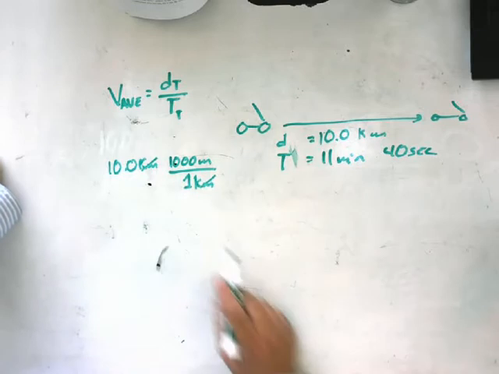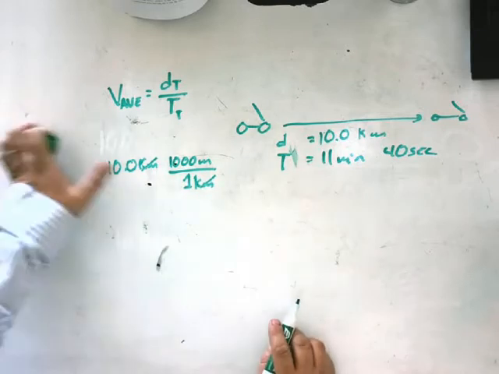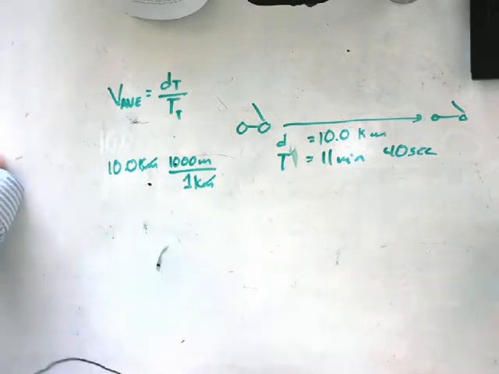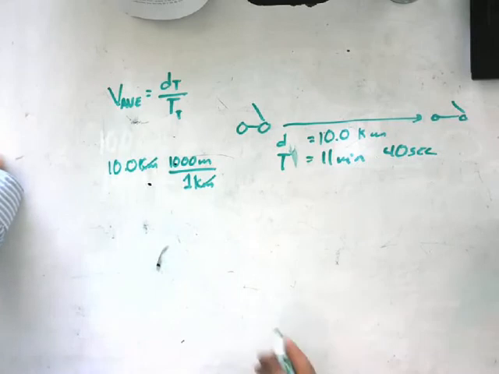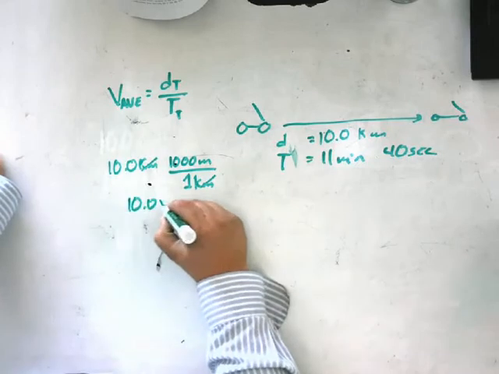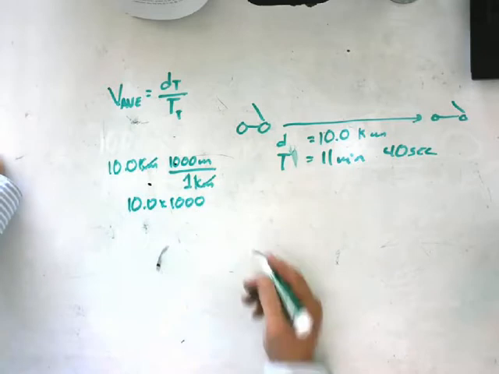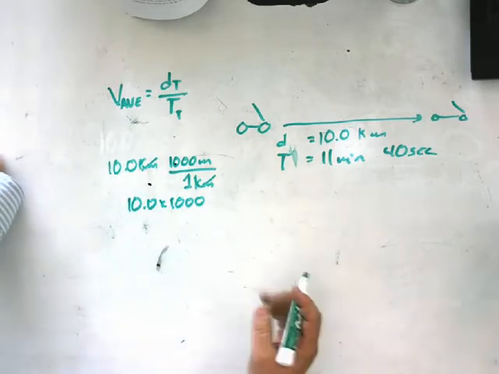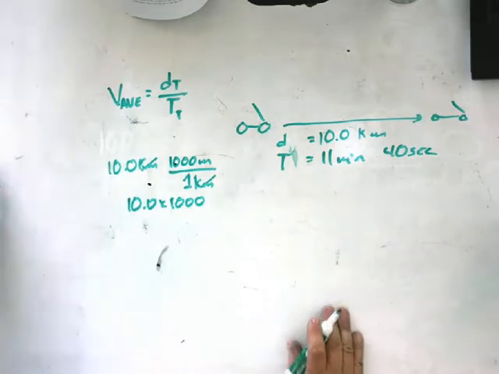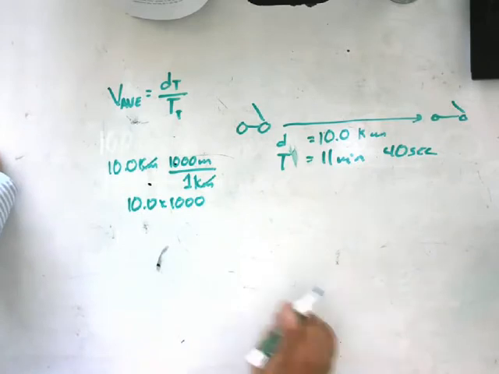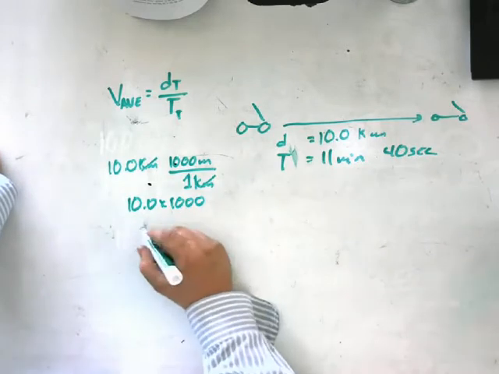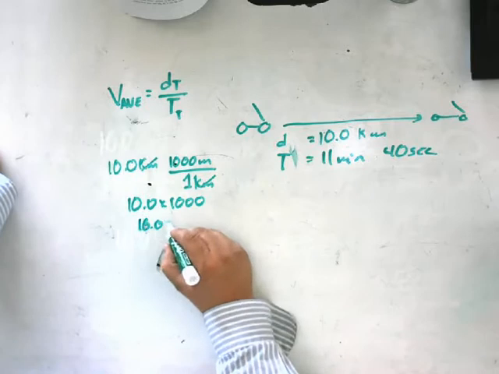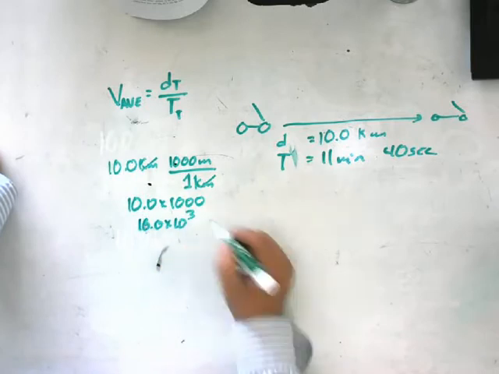Expressing that in scientific notation, which is really what I want to do, because I don't like big, long numbers. I'd rather keep them abbreviated. That way I hold on to my significant digits. So I'm left with 10.0 times 10 to the third. Okay? So that's the distance of travel. Let me rewrite that 10. That looks like a 6.